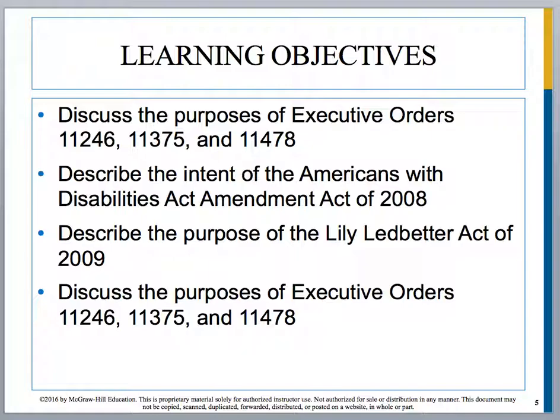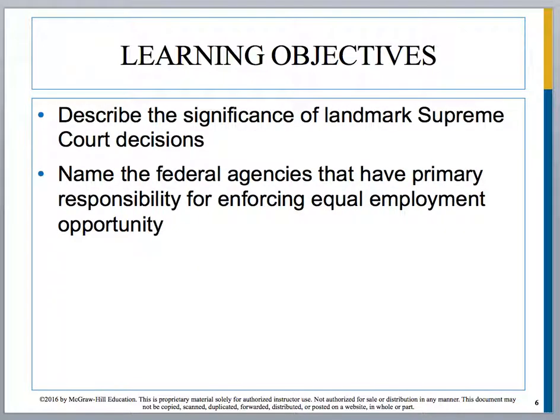the intent of the Americans with Disabilities Act of 2008, the Lilly Ledbetter Act of 2009, the significance of landmark Supreme Court decisions, and some of those decisions include Griggs versus Duke Power, McDonnell Douglas versus Green, University of California Regents versus Bakke, United Steelworkers of America versus Weber, just to name a few. You should be able to name the federal agencies that have primary responsibility for enforcing equal employment opportunity.